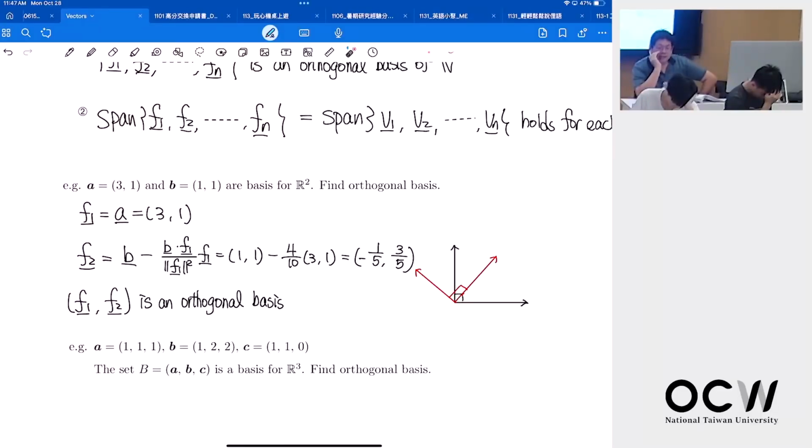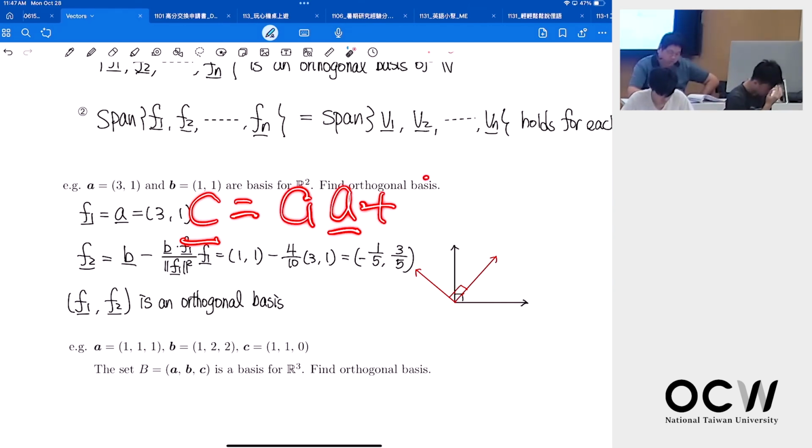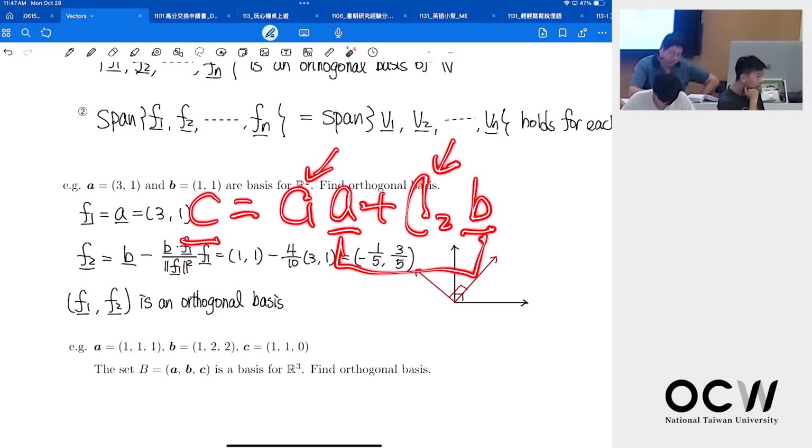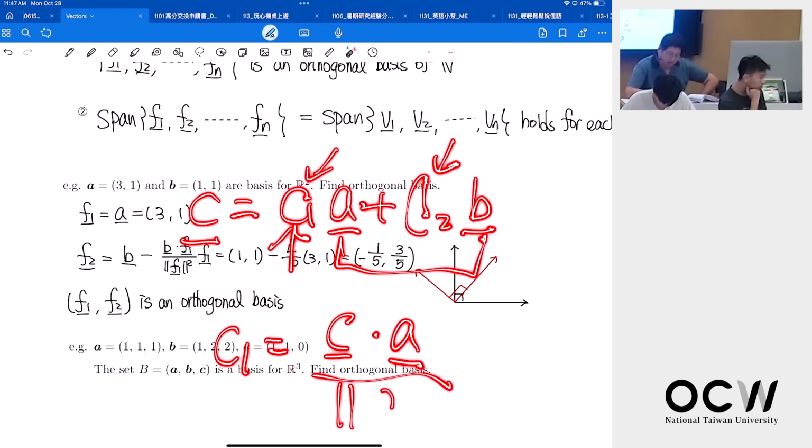To get the orthogonal basis, it would then be easier to find their coefficients, because any other vector, say C, can be the linear combination of your orthogonal basis. It's easier to get C1, C2 because they are orthogonal. To get this coefficient, C1 will be C dot product A divided by the norm of A squared, because when A dot product B, there'll be 0. That's why people love the orthogonal basis.